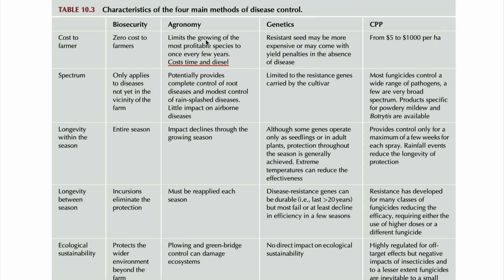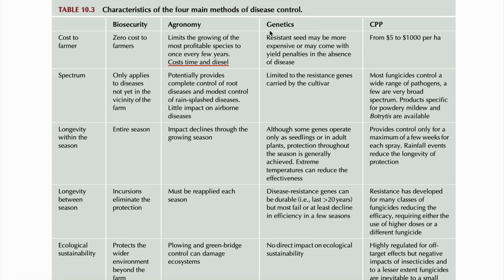But in agronomy, what happens? The pathogen is already in the field, and the work of the farmer is to do crop rotation or something, because of which what happens? The most profitable crop is not grown year after year, so it costs them time and profit. Okay, it costs them profit.